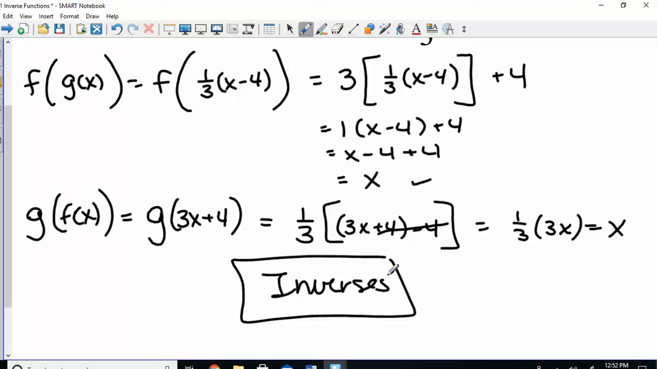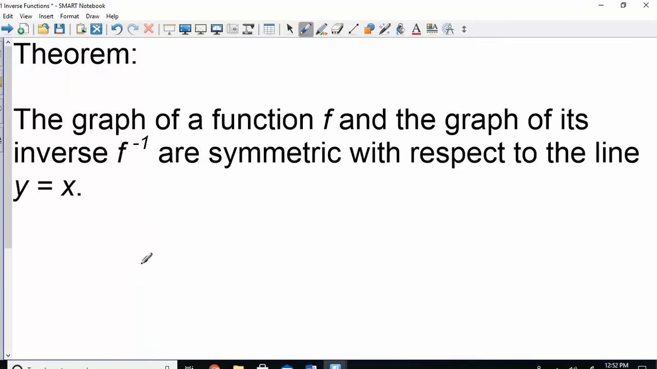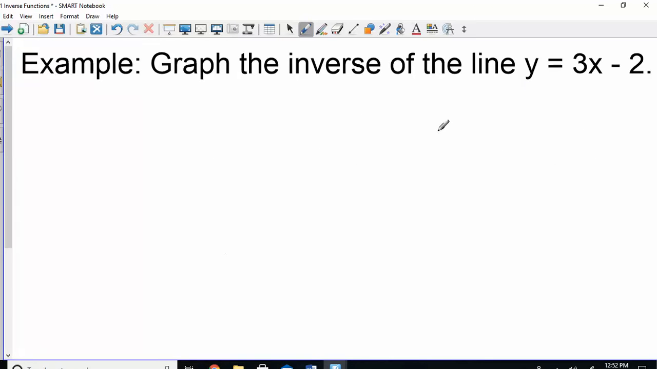Are you okay with that? In terms of a graph, because x and y just flip roles in the inverse, if you graph the function and the inverse, it's always going to be symmetric across the line y equals x. I want to illustrate that with an example. If I asked you to graph the inverse of y equals 3x minus 2.